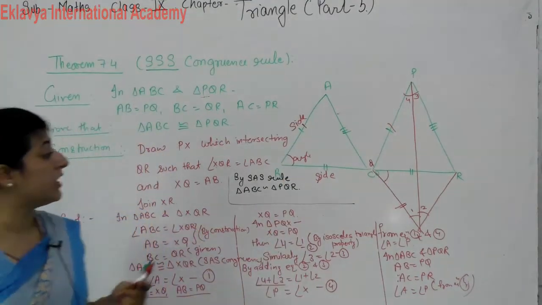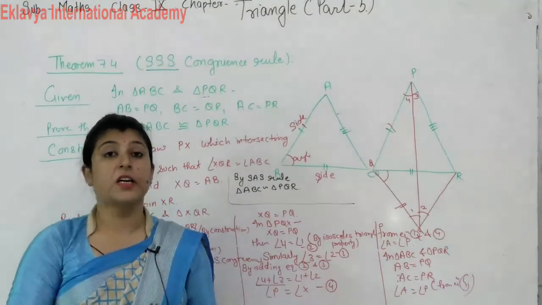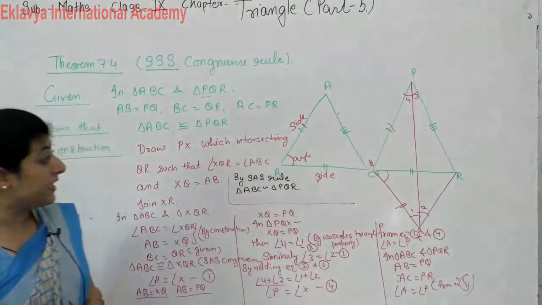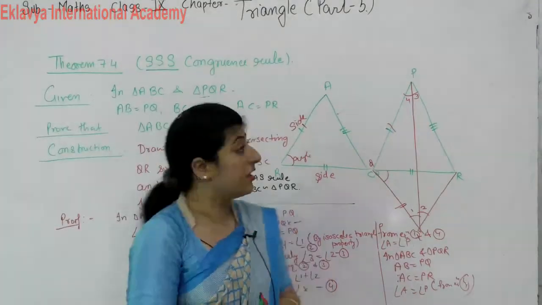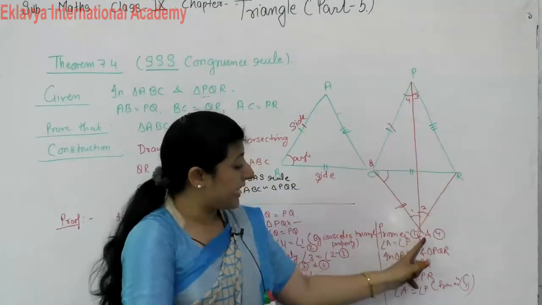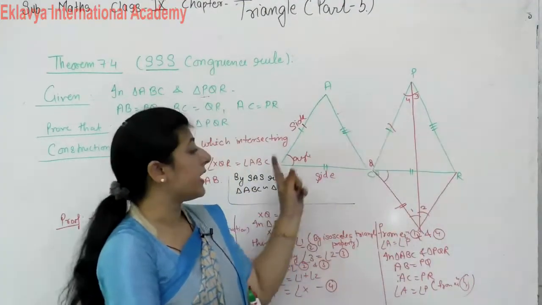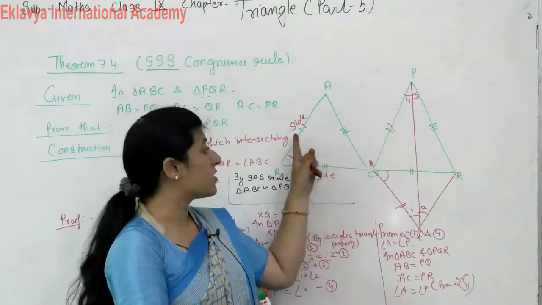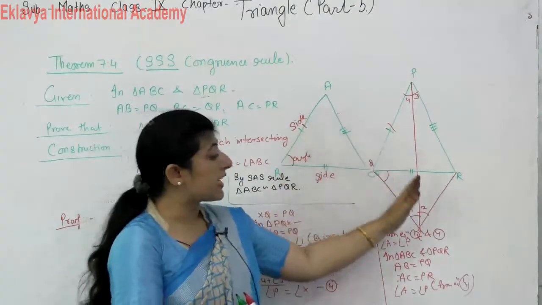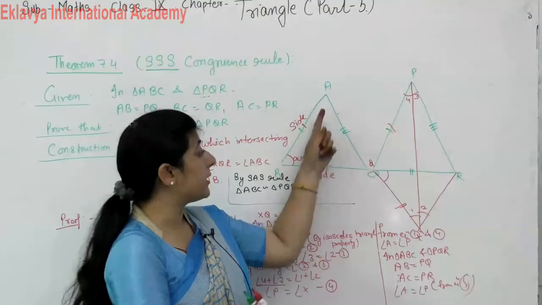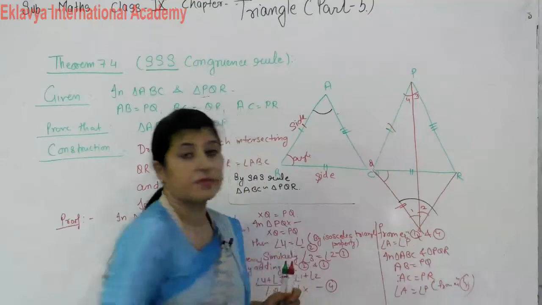This is how we prove the SSS congruency rule. What did we do in it? Firstly we did the construction. In construction, what did we do? We drew PX such that angle XQR is equal to angle ABC and XQ is equal to AB. Then we first prove these two triangles congruent. If they are congruent, then it follows that angle A is equal to angle X.